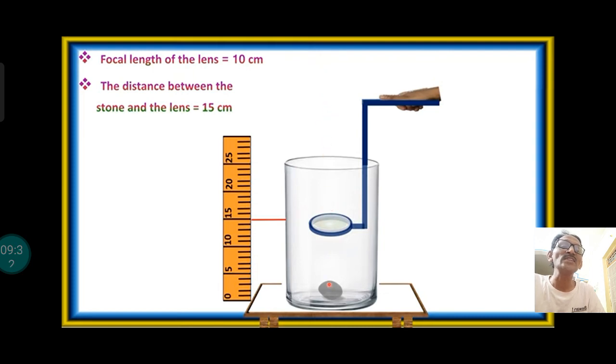This experiment is done in air. That means in the glass, we have not taken any water. So without water, we are doing the experiment. That means the final image, a virtual, erect, magnified, big-sized image of the stone, we are able to see when the lens holder is at a distance less than or equal to 10 cm.